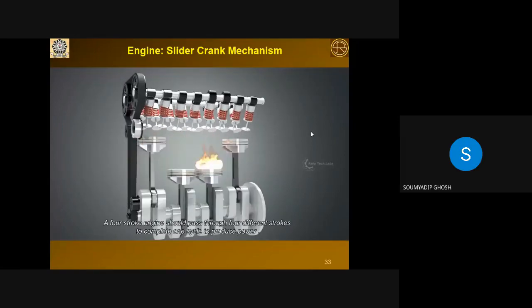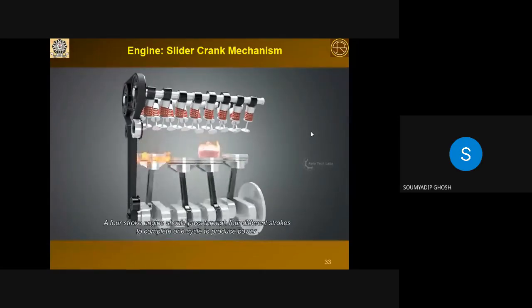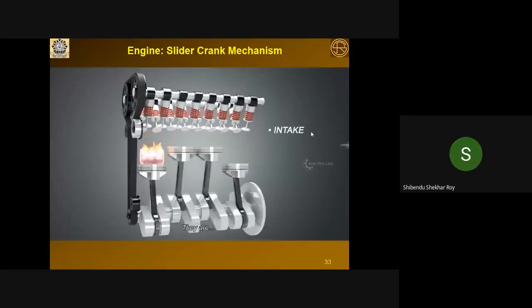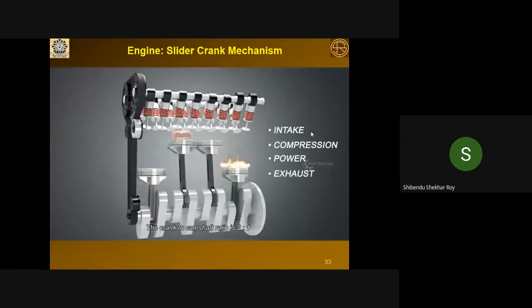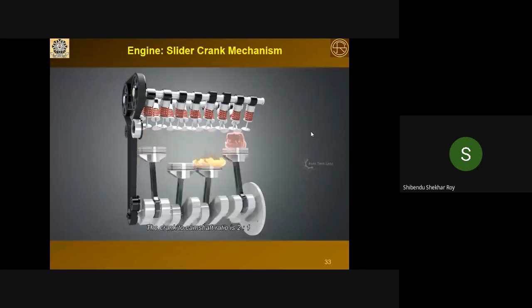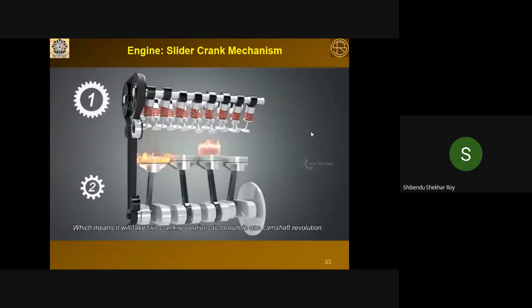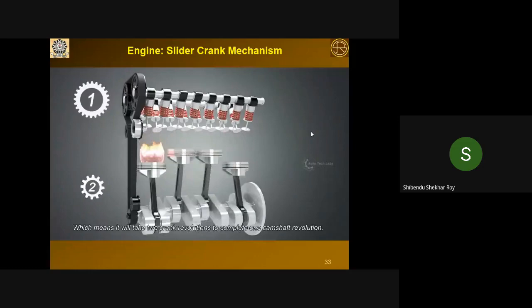Sir, what type of mechanism is used for cam and cam follower? Cam and follower itself is a mechanism. No, cam and follower is the mechanism, the name of the mechanism. Cam and follower name itself is the mechanism name. Okay.